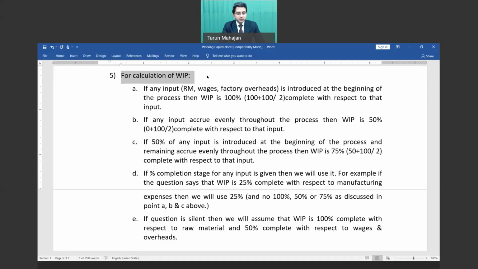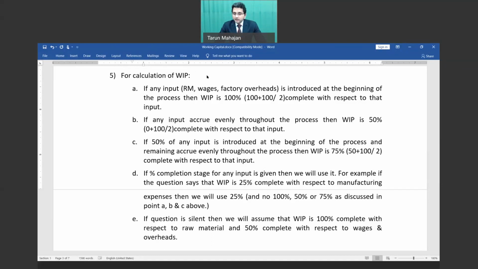So I try to estimate how much amount of raw material has been used in WIP. Then I see how much amount of wages has been incurred in WIP. Then I see how much amount of overheads have been absorbed in WIP, like that. And then I make a sum total of raw material, wages and overhead to arrive at the amount of WIP.